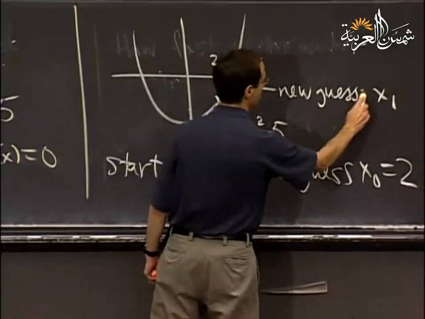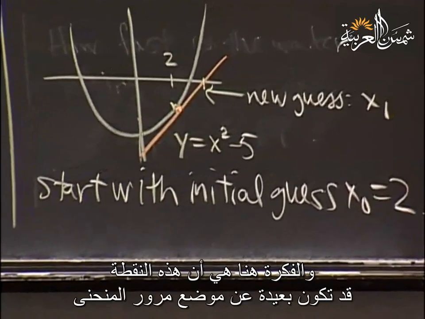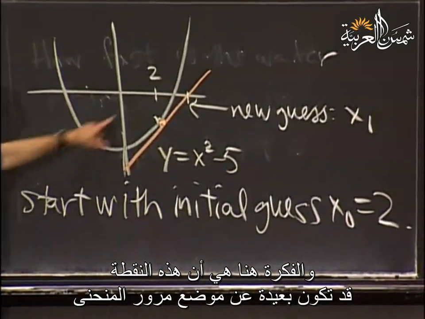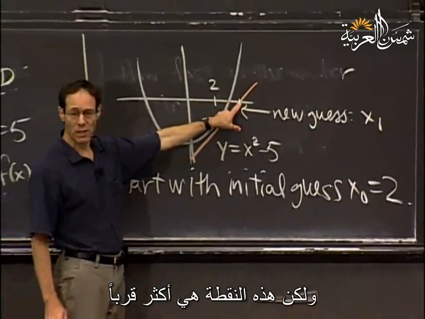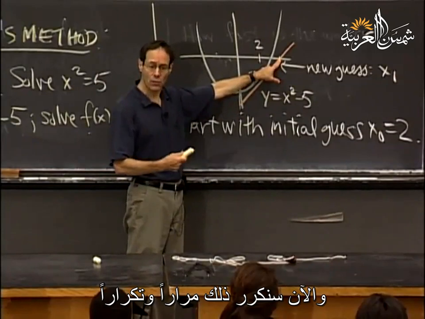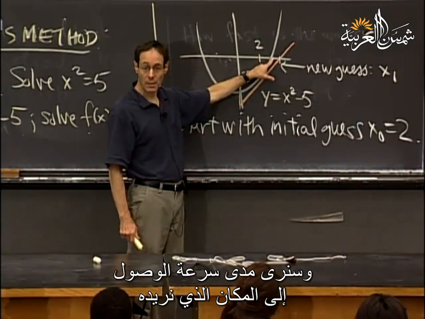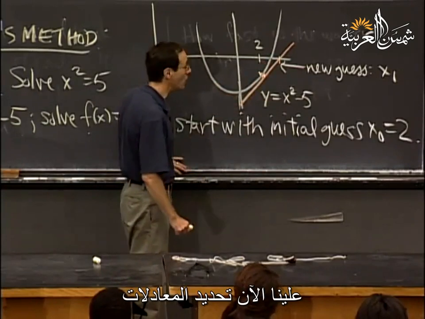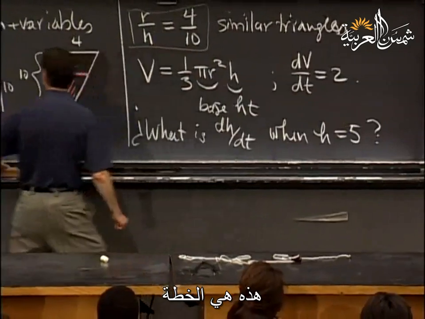All right? So the idea here is that this point may be somewhat far from where it crosses, but this point will be a little closer. And now we're going to do this over and over again and see how fast it gets to the place we're aiming for. All right? So we have to work out what the formulas are, and that's the strategy.